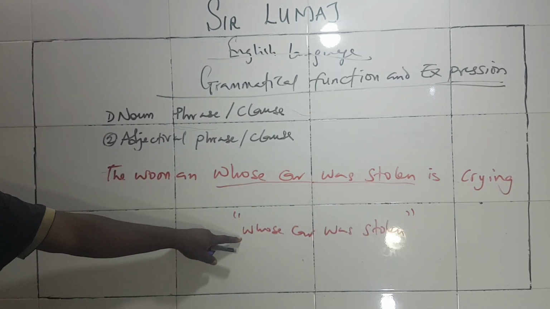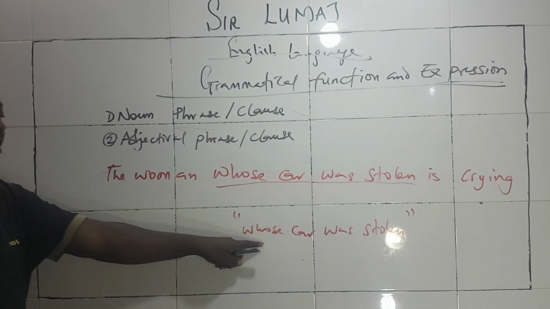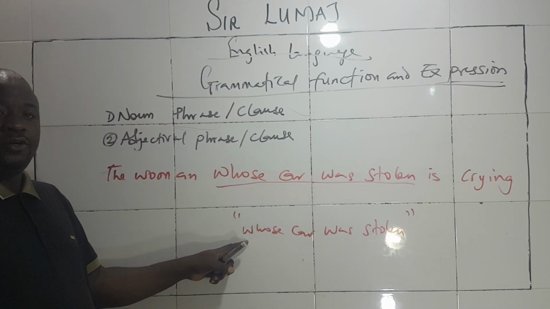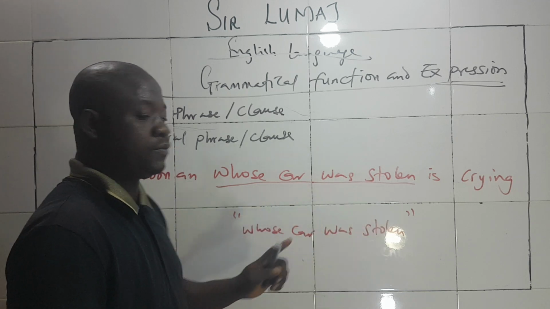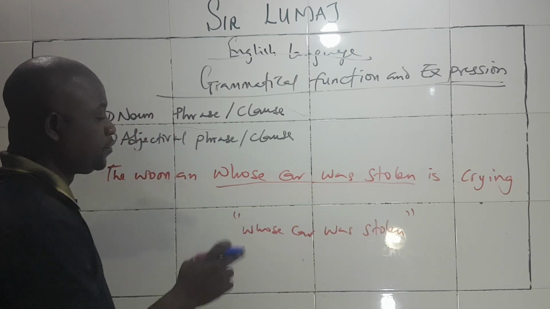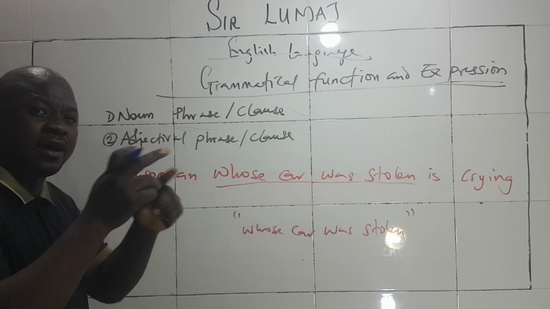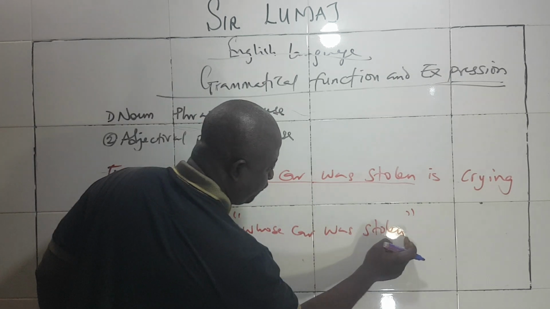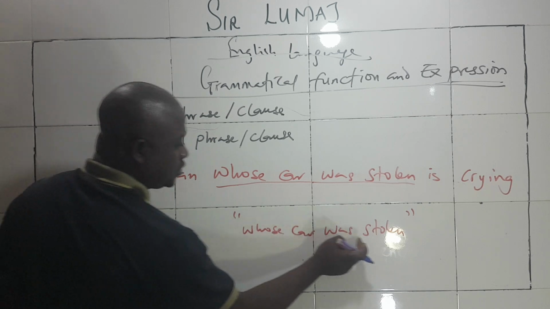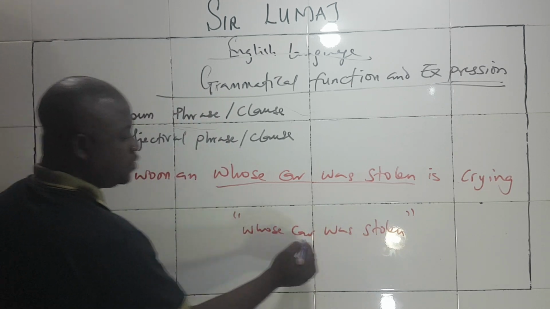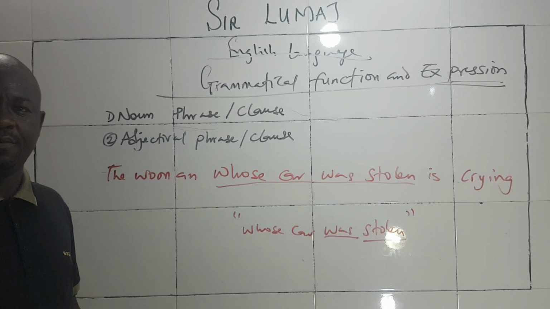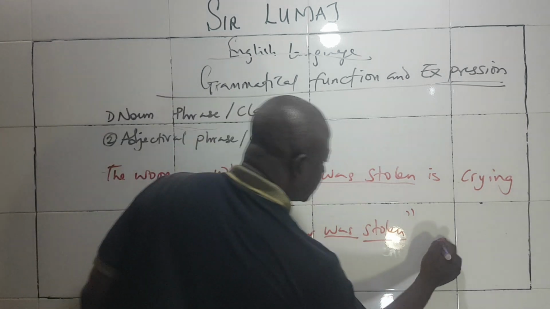Now what is the grammatical function and expression of these underlying words? Whose car was stolen? You have quote and unquote. The first thing I say you're going to do is that first note that is this thing a clause or a phrase? If you check this, do we have a verb in these words? Yes, we have two verbs. Was is a verb, stolen is another verb. So this is what? A clause.